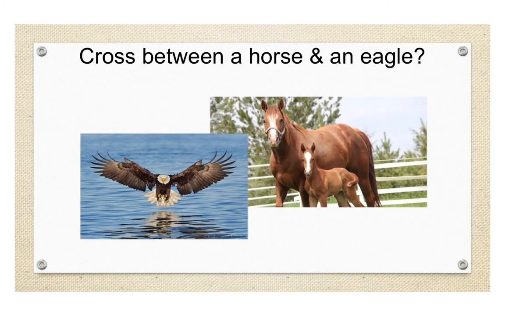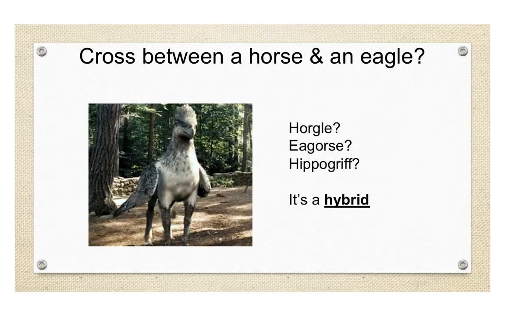Well, you get something like when you get a cross between a horse and an eagle. A horgle, an eargris, a hippogriff, regardless, it's a hybrid. It's a mix of the two. Okay, really, that's fictitious, but nonetheless.